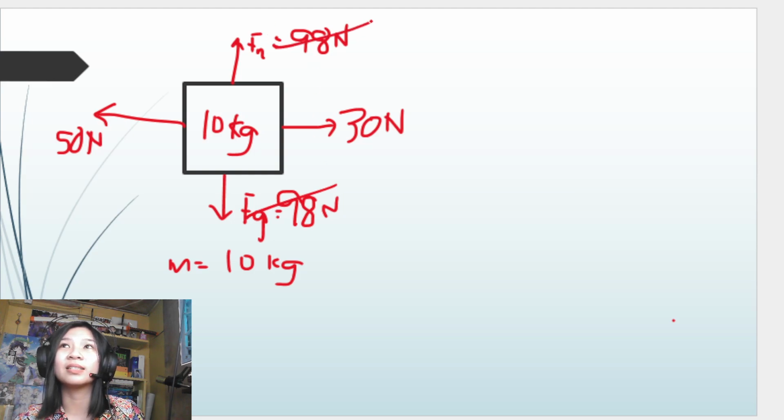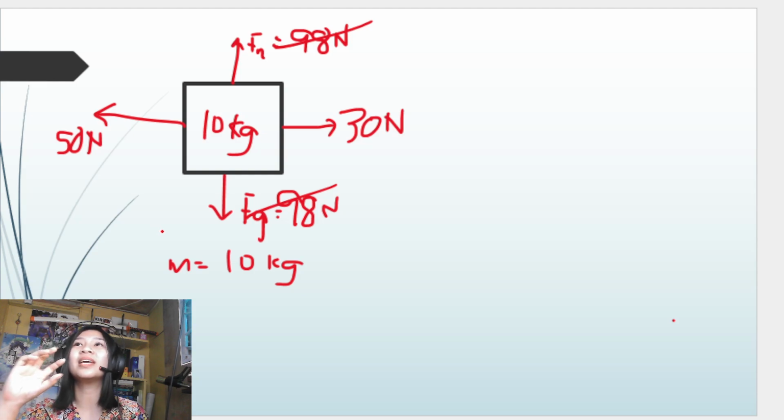You can cancel them, but they must be present in your free body diagram, because even though they cancel each other out, they are still the forces acting on the object. Do not leave them out. They are just canceled or balanced.